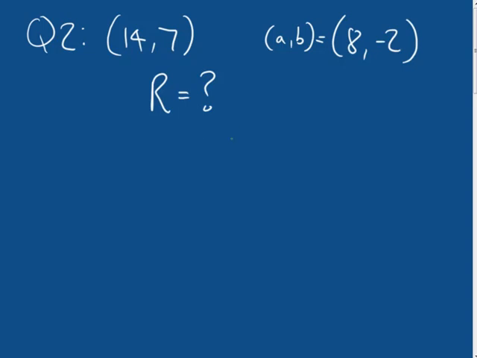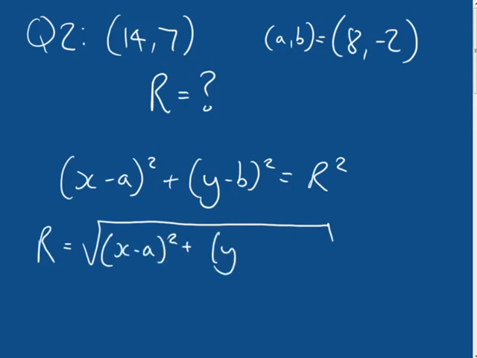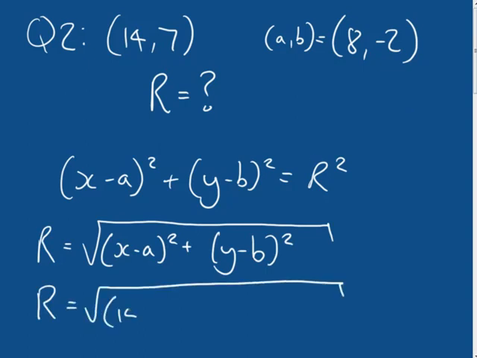Okay, welcome back everyone. So again, we're going to be using our equation for a circle centered about a, b. So x minus a squared plus y minus b squared is equal to r squared. Fairly simple to solve for r in this case. We're going to simply take the square root of both sides. So r is the square root of x minus a squared plus y minus b squared. We can plug all of our values into this equation. So x is 14 minus a is 8 squared plus y is 7 minus minus 2 squared, as I scroll down.